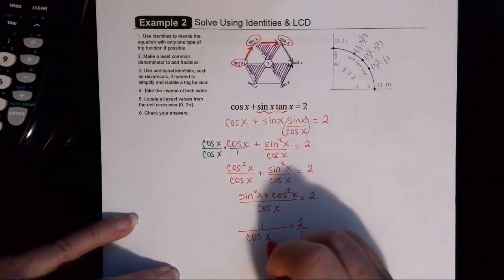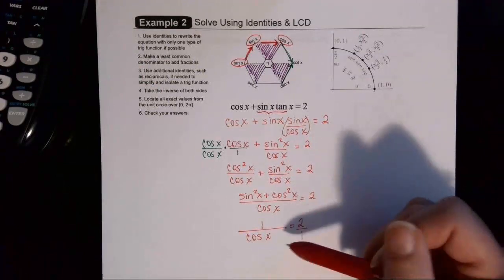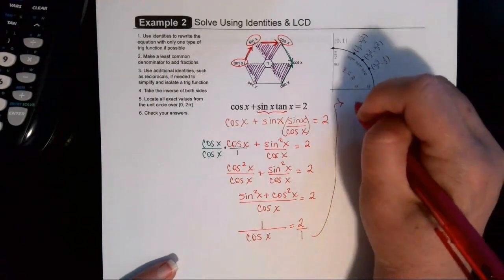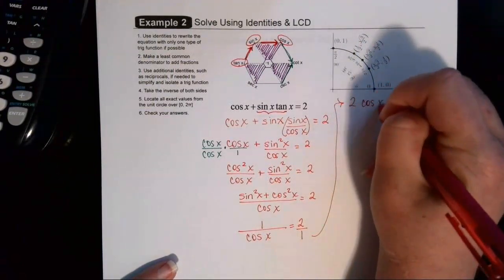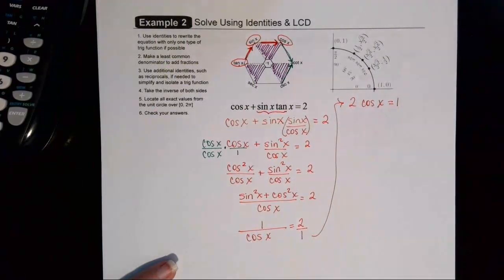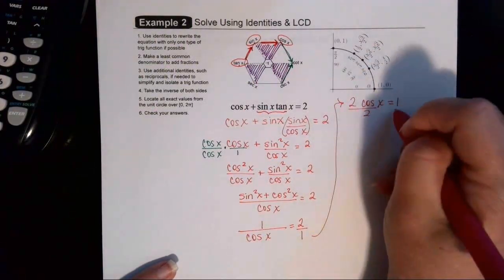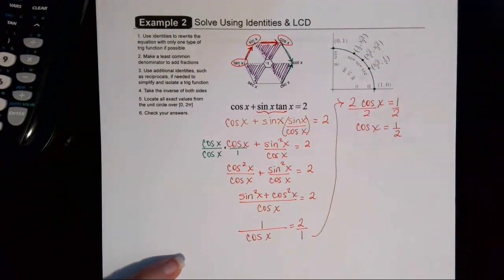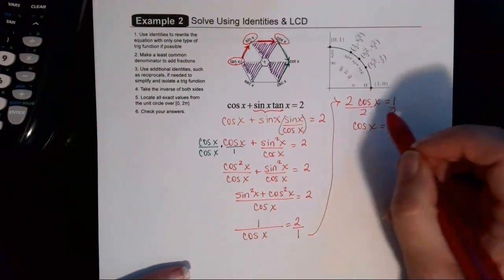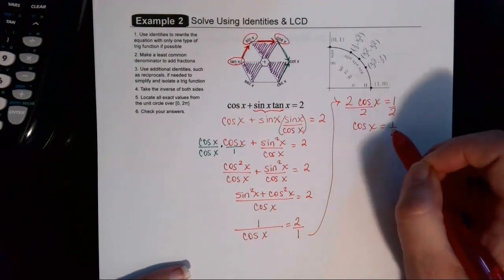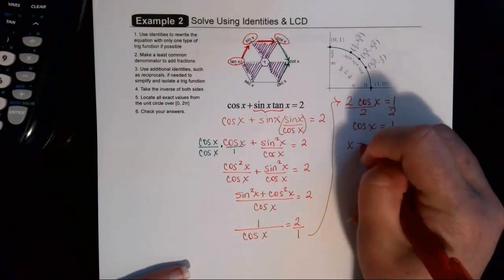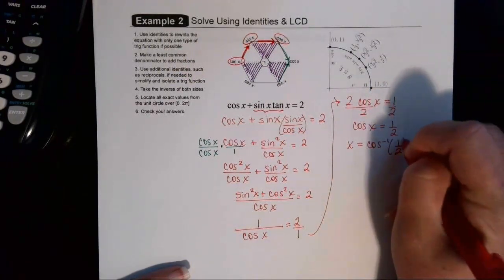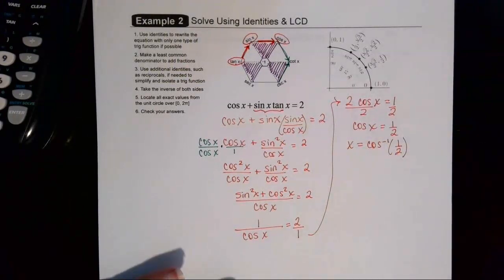So now I've got cosine of x. I can set up this proportion and cross multiply, and I can say that 2 times the cosine of x now is equal to 1. And dividing both sides by 2, cosine of x is equal to 1/2. So to undo the cosine function, we need to take the inverse of both sides. So x by itself is equal to the arc cosine of 1/2. That's the inverse cosine of 1/2.